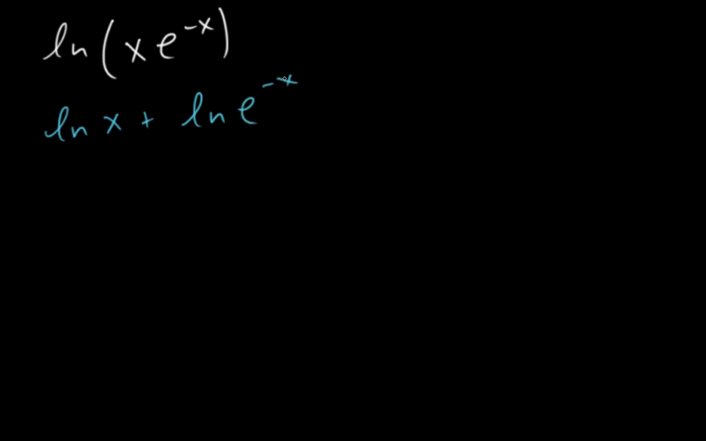This one we're going to want to keep in mind some of our log rules. So we have natural log of x e to the negative x. So before we take the derivative, we're going to rewrite that as natural log of x plus natural log of e to the negative x. This actually simplifies because those cancel, because natural log and e are inverses of each other. And so we end up with that. Now we can take the derivative. Derivative of natural log of x is 1 over x, and the derivative of negative x is negative 1.